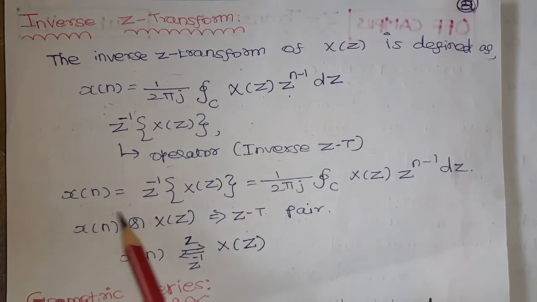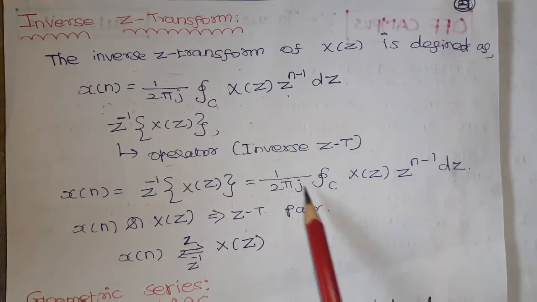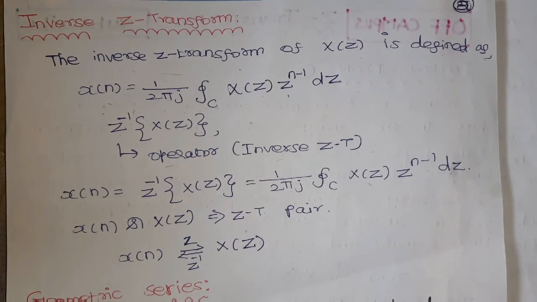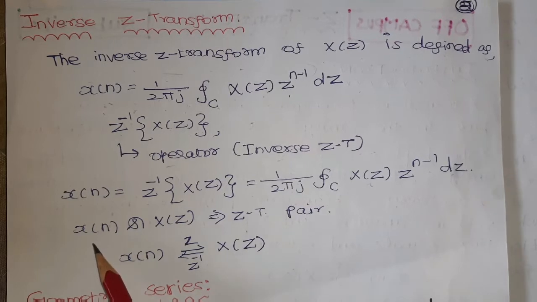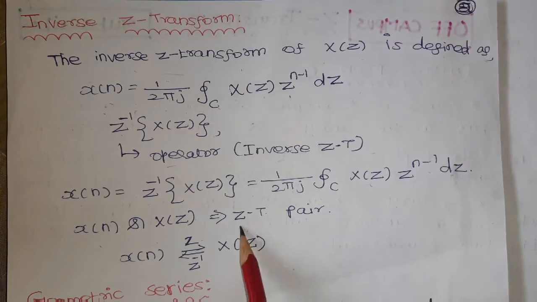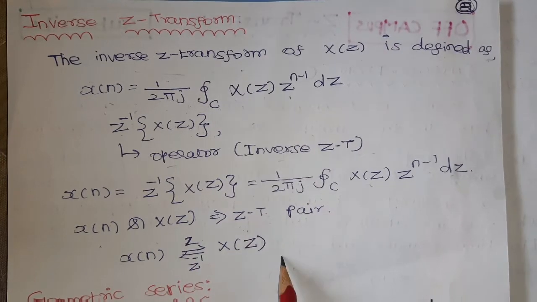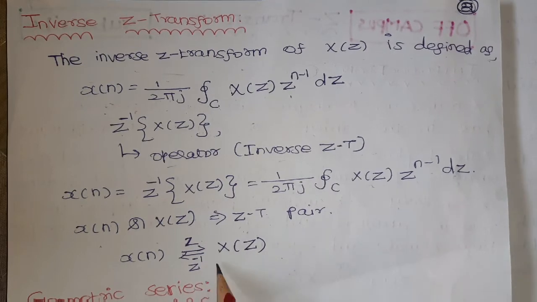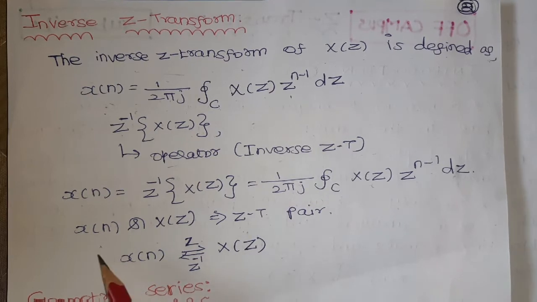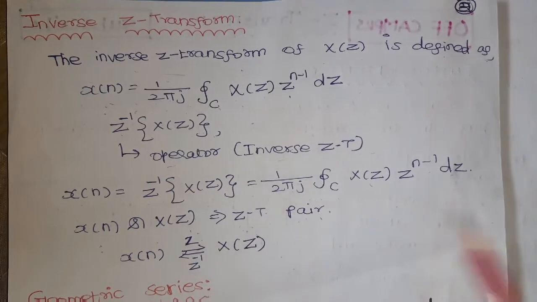Here x of n is equal to Z inverse of X of Z is equal to 1 by 2 pi j integral over C X of Z power n minus 1 into dz, where x of n and X of Z are called Z transform pairs. When we take the Z transform of x of n, we get X of Z. When we take the inverse Z transform of this, we get x of n. So x of n and X of Z are called an inverse Z transform pair.